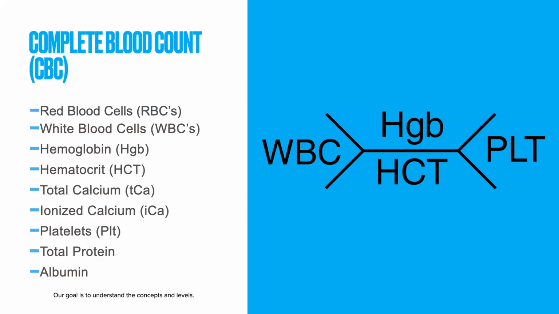Okay. So going back, a complete blood count, or a CBC, looks at red blood cells, white blood cells, hemoglobin, hematocrit, total calcium, ionized calcium, platelets, total protein, and albumin. Our goal here is just to understand the concepts and somewhat the values of each of these different levels. Whenever you look at a complete blood count, you'll probably see this graph more than once within your career. So they set graphs up like this so that it's easy for providers. They use it in labs. And we're going to talk about each of these as well.